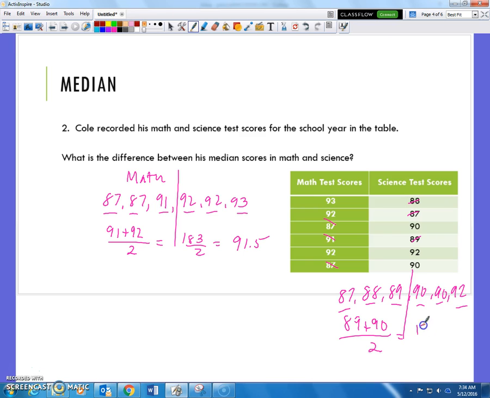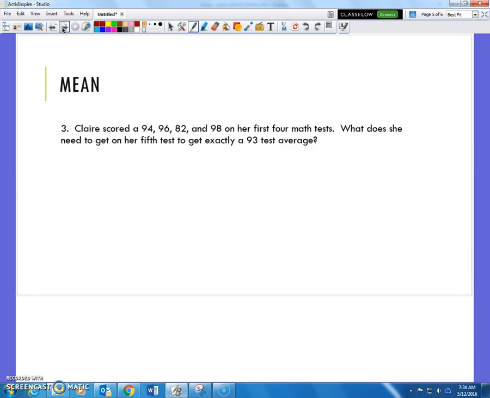I'm thinking 179 divided by 2, 89.5. And so it says, what's the difference between his median scores in math and science? Well, if the math was 91.5 and the science was 89.5, there's a difference of 2. Okay, difference of 2. He scored 2 points higher on his median scores in math than he did in science.